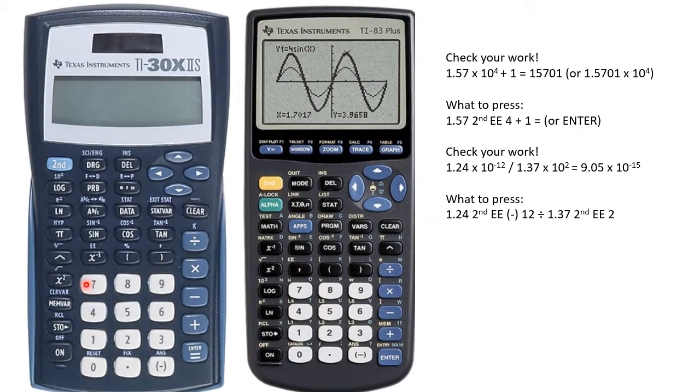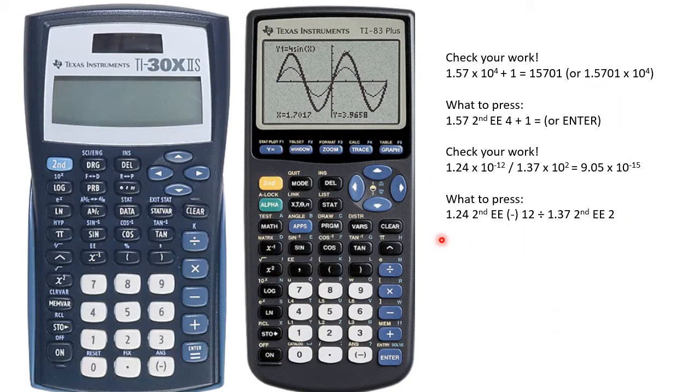On calculators like either of these two styles, the button that you're looking for is this EE, which unfortunately is over the button. Anytime you want something that's not on the button but above it for these calculators, you first press your second button, then you press what it is. So to put in 1.57 times 10 to the 4th, I'm going to press 1.57, using my normal buttons. Then I'm going to hit second, then EE, then 4. Try it out. Make sure that you are getting the answer I am. Your calculator might put it in scientific notation or it might not. Either of these is a totally good answer.